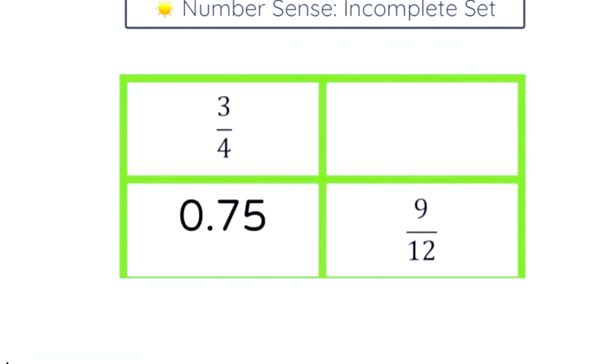Another way you could show equivalency is just by drawing a picture. So you could draw a circle, cut it in half, now you have halves, and cut those halves in half, and now you have quarters, and you could shade 3 of them, which would also be an equivalent value of 3/4, 9/12, and 75 hundredths. There's many other ways to complete this set. You could think about money, you can think about other equivalent fractions, but as long as it is equivalent to all three of these values that are shown, then you've got it.